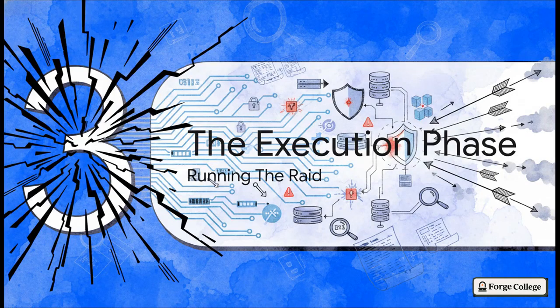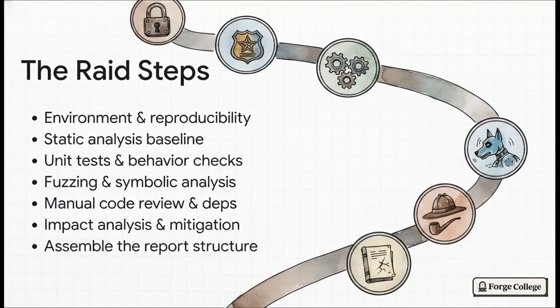All right, Section 3, the execution phase. It is time for running the raid. Okay, we know what we need to build. Now, let's actually go get it. This is the moment where we take all those meticulous plans, the attack surface maps, the test matrices, and put them into aggressive action. So, how do we run this raid?